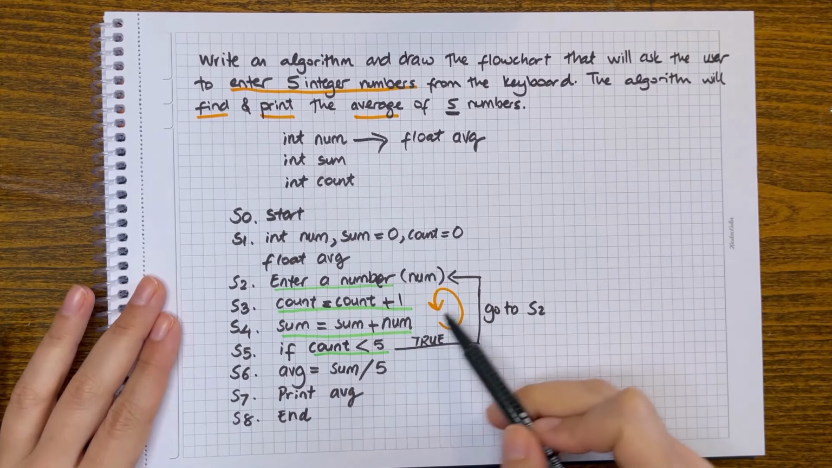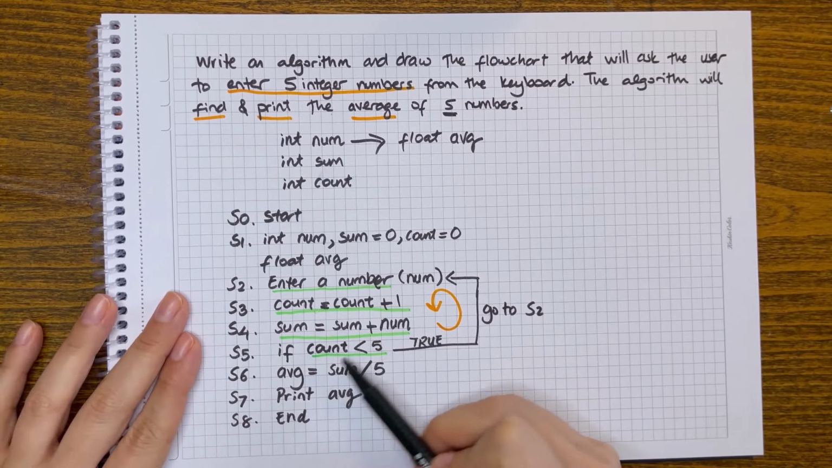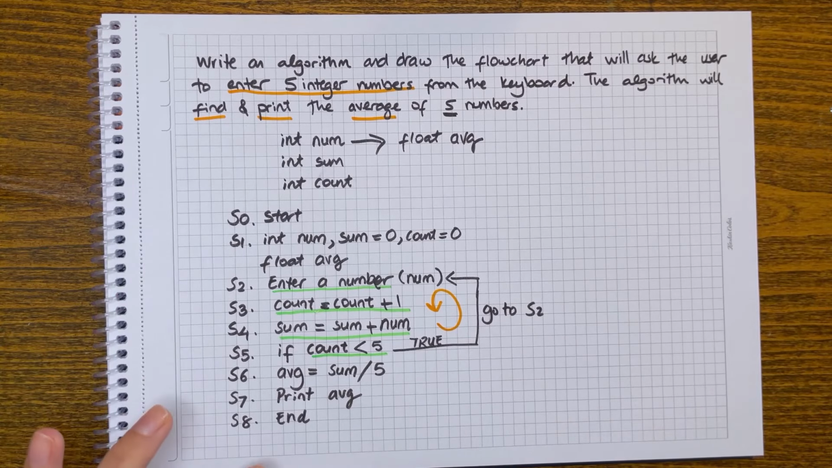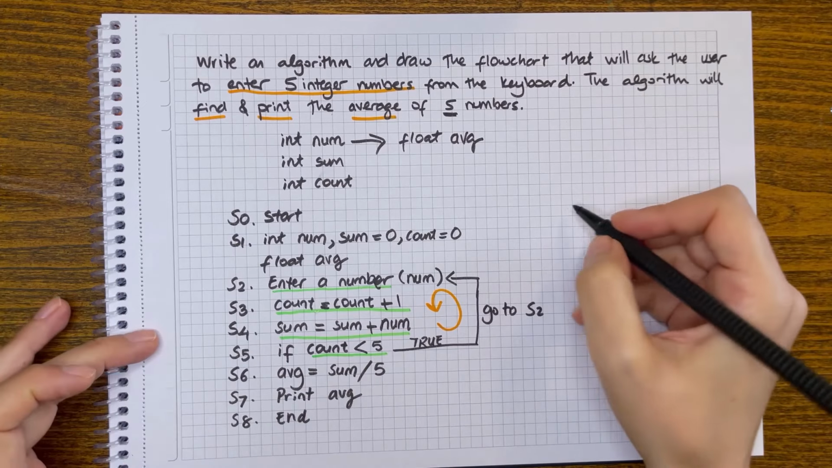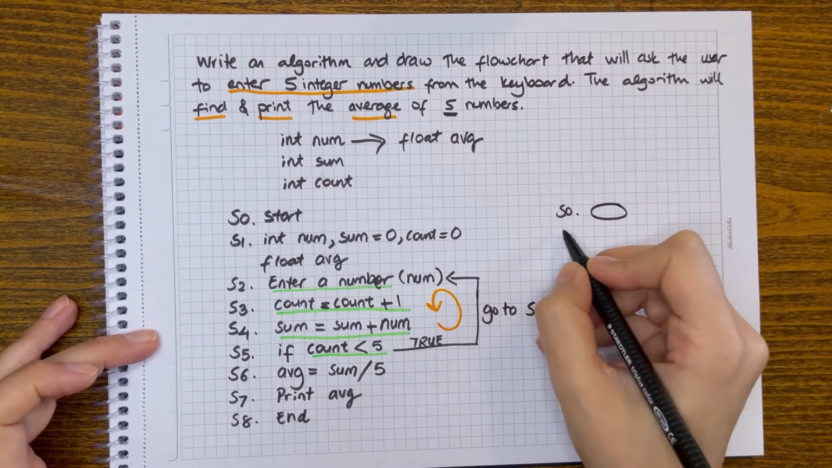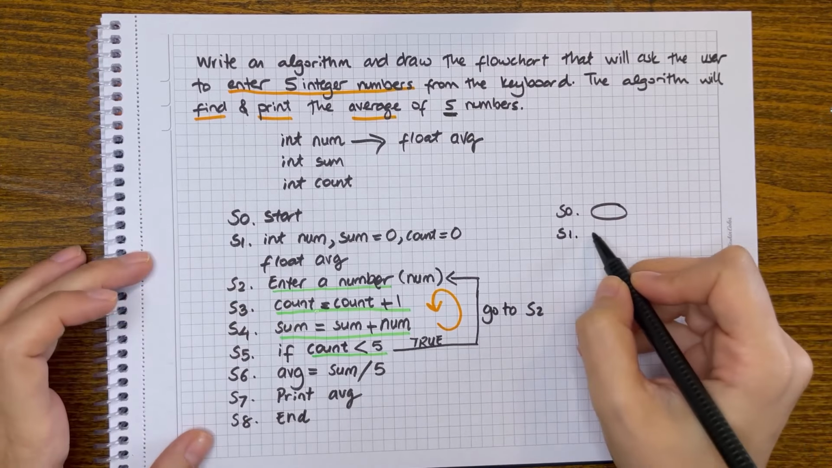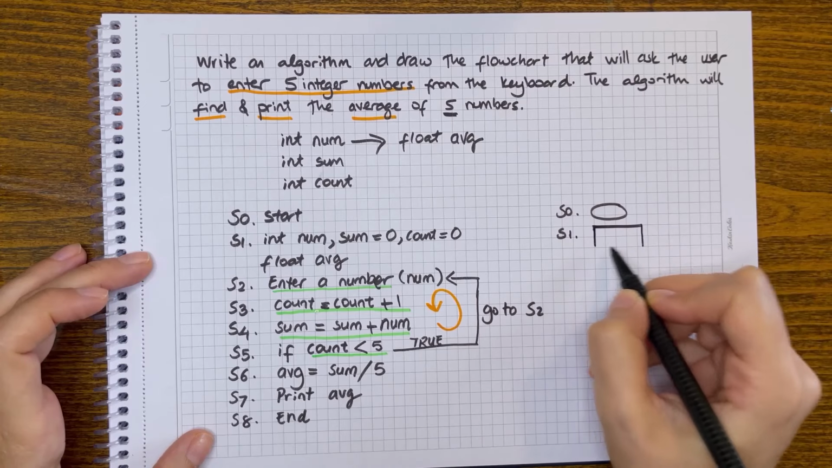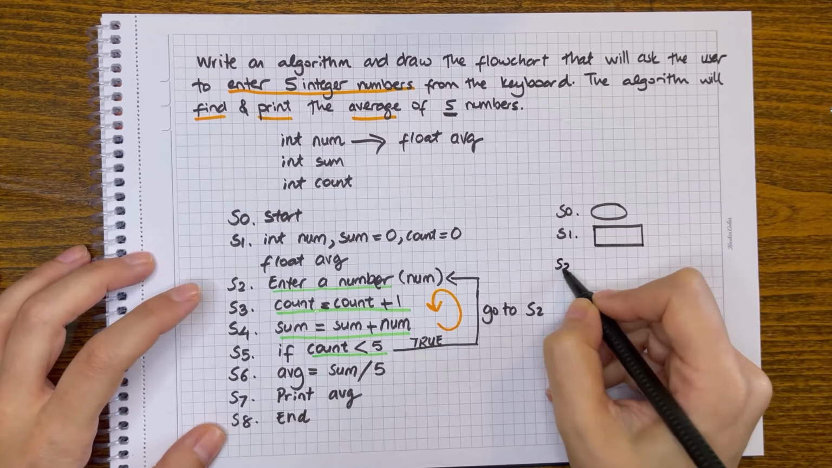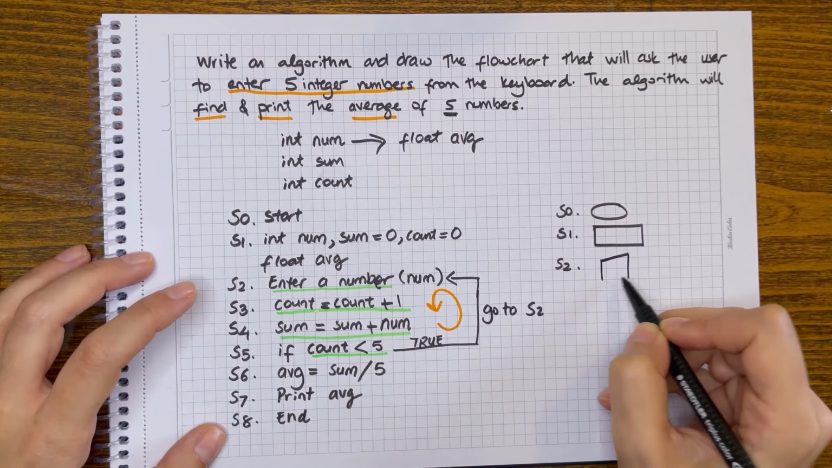Now, there is a loop in here, there is a repeating process. As long as this statement is true, the loop continues. Otherwise, we exit out of the loop. What about the flowchart? We know that we start with the oval shape. Step number 1, in here we have all variable declarations. Variable declarations are done by using a rectangle. After that, in step number 2, we are going to enter a number by using a trapezoidal shape.